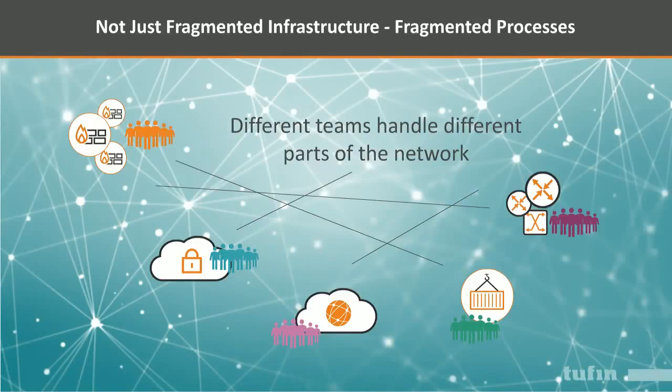But it's not just the infrastructure which is fragmented, it's also the processes and the people. So in today's organizations, we see different teams that handle different parts of the network, and sometimes those teams don't properly communicate with each other. So you'll see secluded teams working in specific areas such as network configuration or security or cloud when there's no real communication between them.